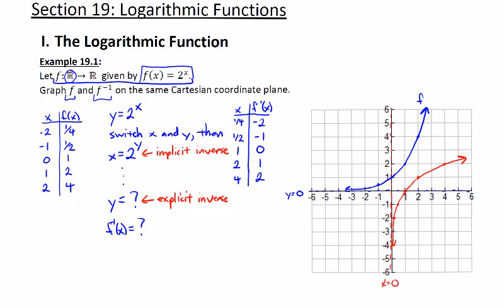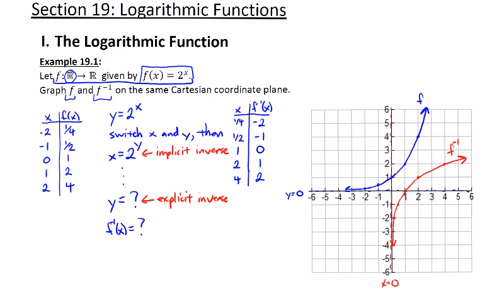So when we end up switching the x and the y, not only do we switch the x and the y for all of the ordered pairs, but we also have to switch the x and the y on the equation for the asymptote, which is why it goes from being horizontal to then being vertical. So you can see that the red line now represents what we would call the inverse of f.